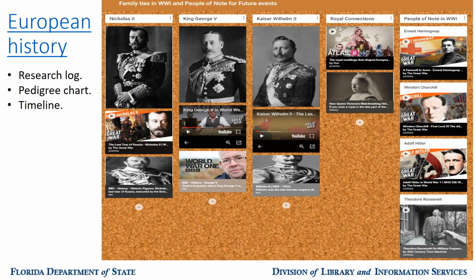Next, I'm going to look at other people of note, from Ernest Hemingway and Churchill to Theodore Roosevelt or Adolf Hitler once again. The other benefit of pulling the resources together ahead of time is I can get resources of different types and allow students to self-explore within these resources. So on here, I have in the first row just images of the three monarchs of the time.